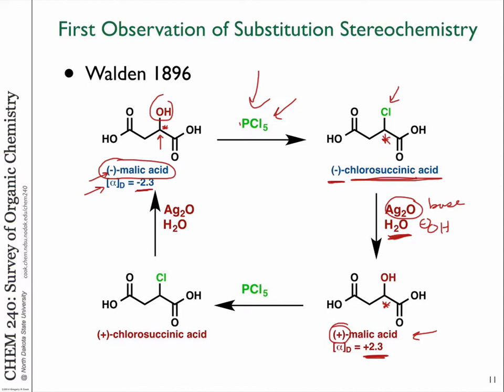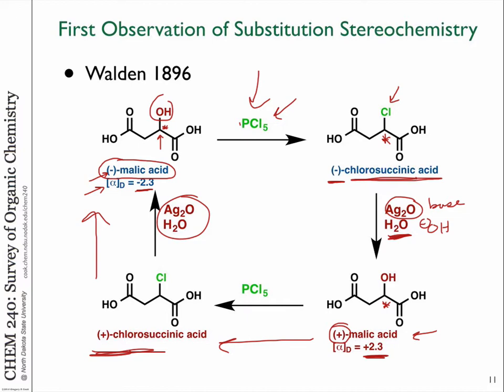And if you repeat that chemistry from the plus malic acid, convert it into the chlorine compound, you get the plus chlorosuccinic acid. And if you do the same substitution with hydroxide, you get back the minus malic acid. So this has been referred to as the Walden cycle. And that observation of the stereochemistry started people thinking about what might be happening in these substitution reactions.